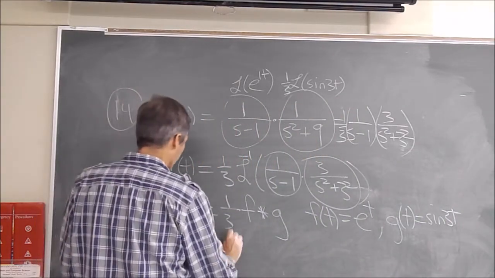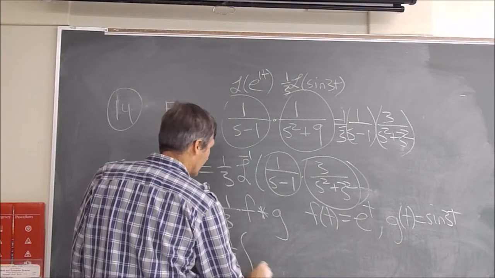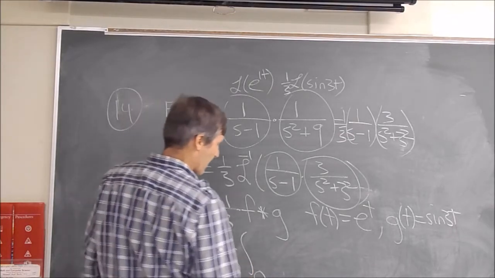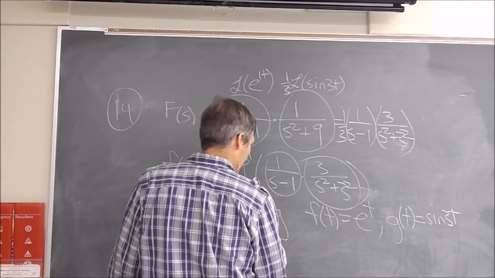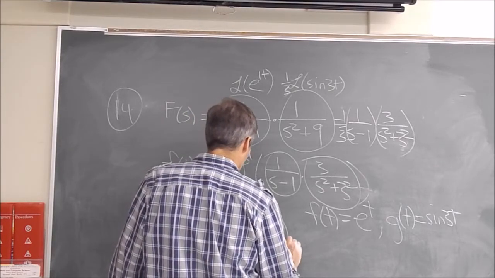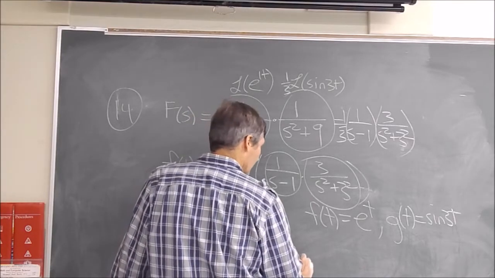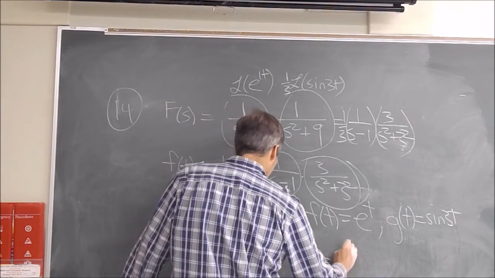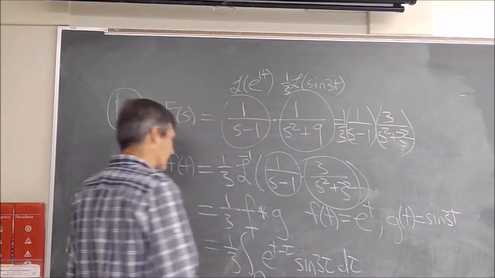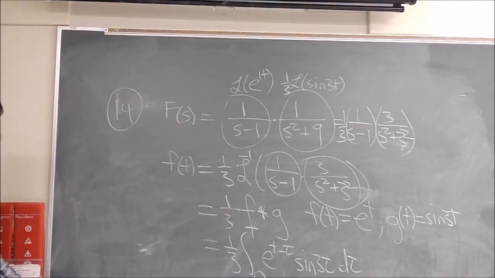The convolution is defined to be the integral from 0 to t of f of t minus tau, so we can take e to the t minus tau. G of tau is sine 3 tau, d tau. There's the convolution theorem to evaluate that one.